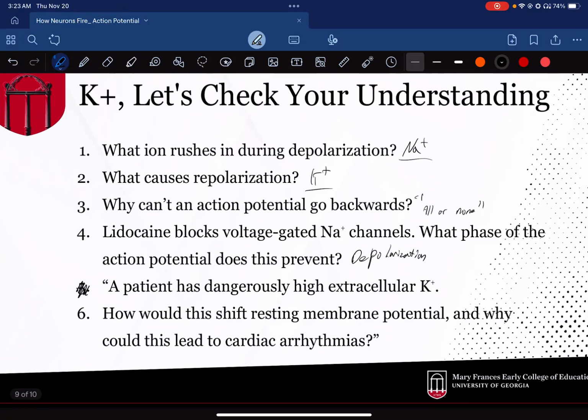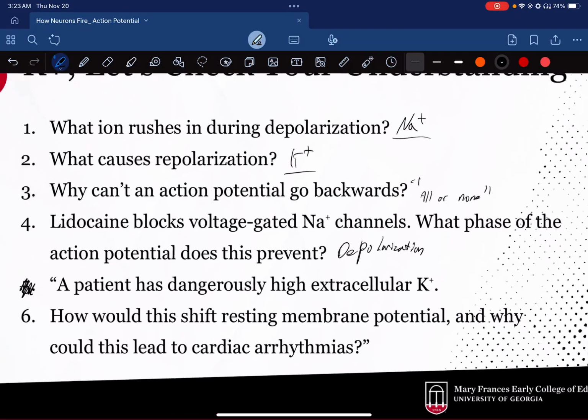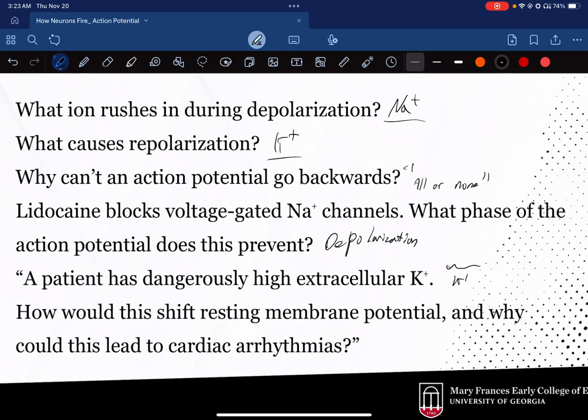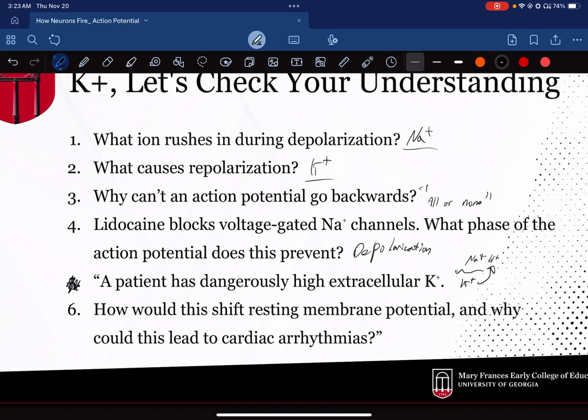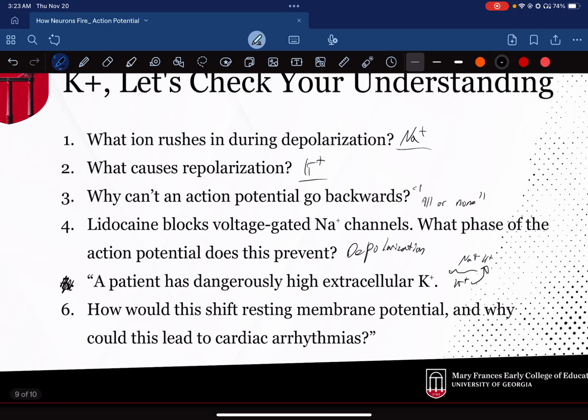Next, we have a patient who has dangerously high extracellular potassium. How would this shift resting membrane potential and why could this lead to cardiac arrhythmias? Well, we know that the inside of the cell is going to have more potassium in general. But if we have a high extracellular potassium, we know that potassium is now on the outside of the cell and there's a lot more of it. Now, this is going to change our resting membrane potential and actually increase our membrane potential because we have more leaving the cell.